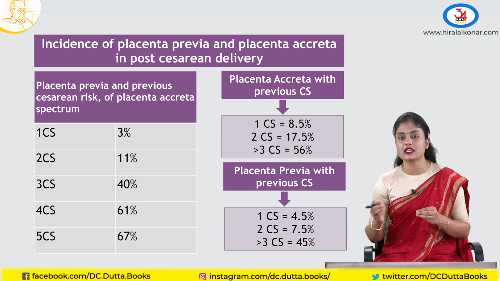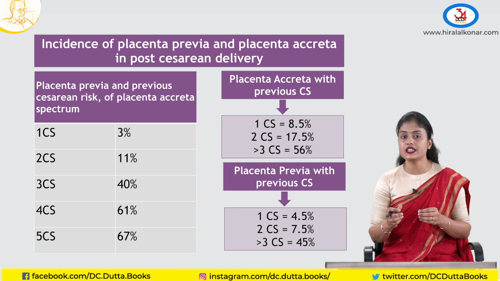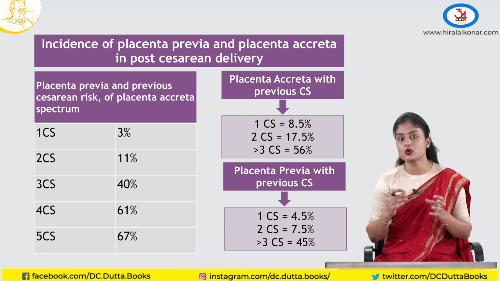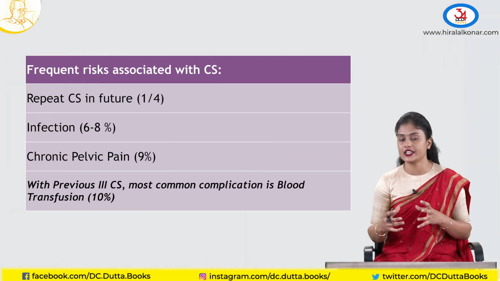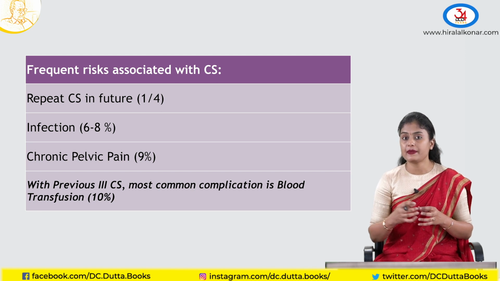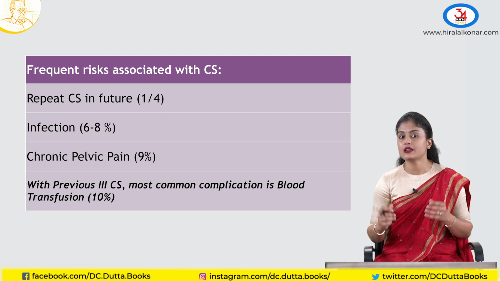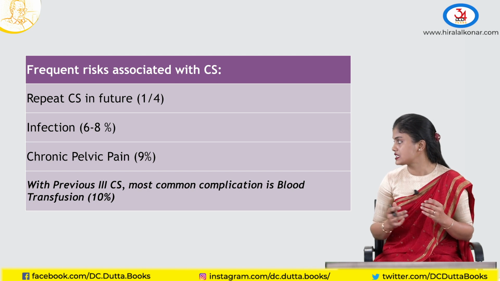The extraction of the placenta might be difficult, firstly. Secondly, after the extraction of the placenta, they can have postpartum hemorrhage because of difficulty in contraction due to adhesions, and also if the placenta is not able to be removed, then we may have to do even a caesarean hysterectomy.